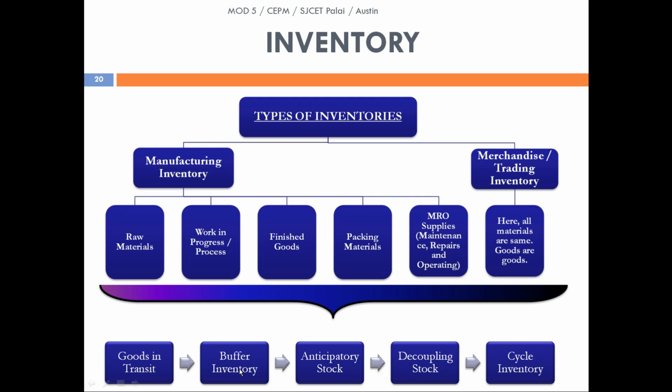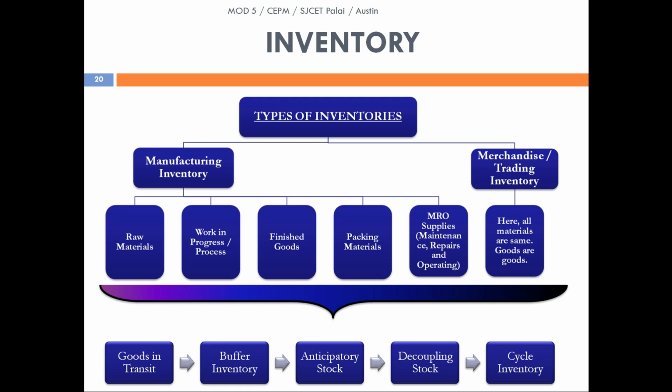Buffer inventory is nothing but those items that a company or an organization will have in its stock in order to meet uncertainties in the market. For example, in the situation we are facing right now, COVID-19, each company will have a certain amount of buffer stock in order to meet the demands of the public in cases of uncertainties.